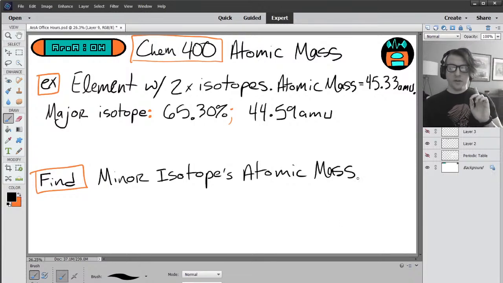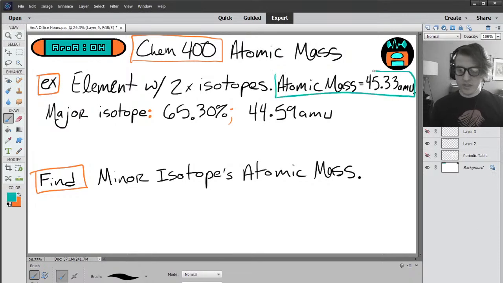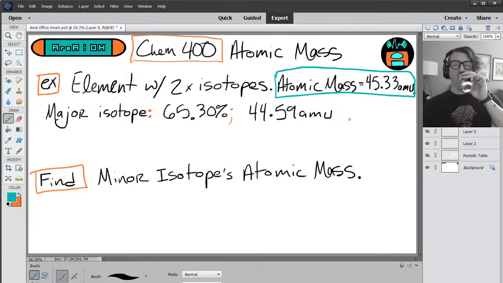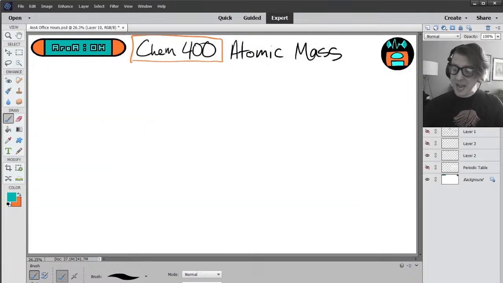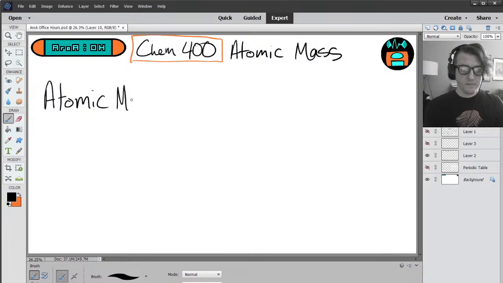All right. So solving this problem actually hinges on the calculation for the atomic mass of a substance. Because if you look at it, the way we calculate an atomic mass, if we have two isotopes, the atomic mass is a weighted percent of each.